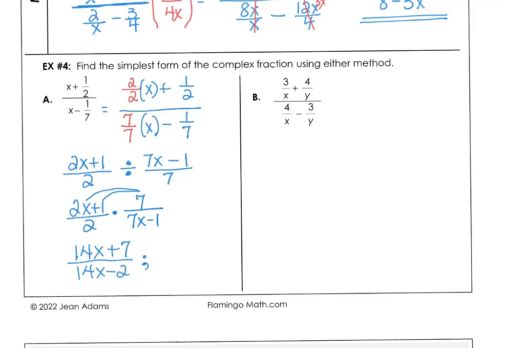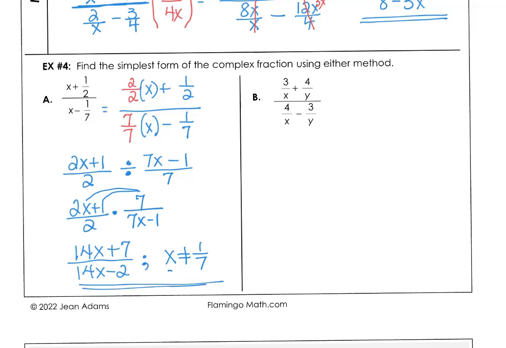And if we wanted to state the restrictions, we would not be able to have x equal 1 over 7 from our original problem. So I'm looking back here. We can't have 1 over 7 in order to avoid division by 0. Okay, so there's that.